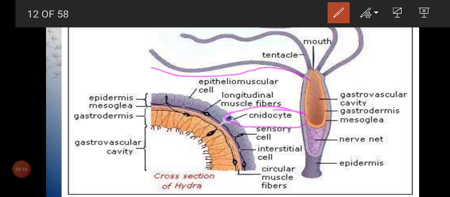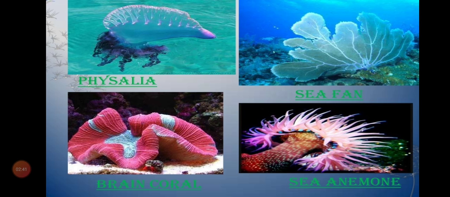We have learned about two morphological forms, polyp and medusa. Some species of Coelenterata are always polyp, some always medusa, and only some species like Obelia show both, alternation of generation, polyp and medusa. Polyp produces medusa asexually, and medusa forms polyp sexually. This alternation of generation we have learned. Common examples: Physalia, sea fan, brain coral, sea anemone.